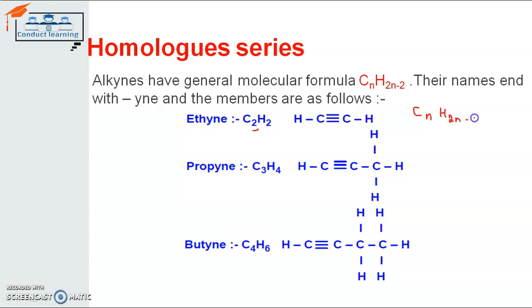CnH2n-2. So here the number of carbon atoms is 2. So I will write the value of n as 2. Accordingly, I can find out the number of hydrogen atoms also. Instead of writing n, we will replace the value of n here. So I will write 2 here. So the number of hydrogen atoms found from that is 2. So this is the same as written there. This is the formula for ethyne that is derived from the molecular formula of alkynes.